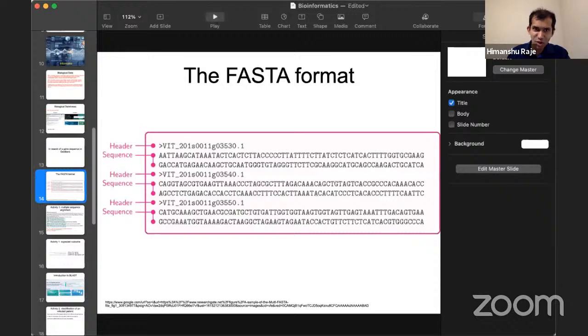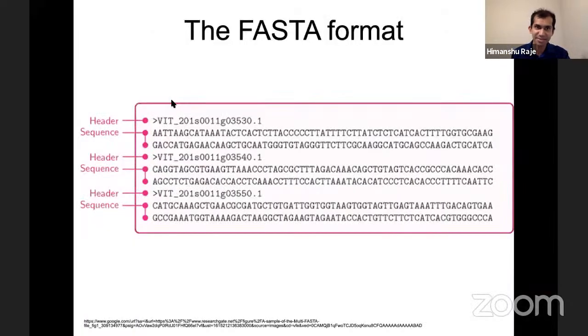A lot of bioinformatics software doesn't accept just the DNA sequence. It has to be in this FASTA format. We call it FASTA, and what it means is whatever sequence you are looking into, put this greater than sign in front of it. That helps the computer know that this is where it should start reading the sequence. You can list multiple sequences, one after the other, as long as you start every sequence with a greater than sign. You are allowed to put a name for that sequence.